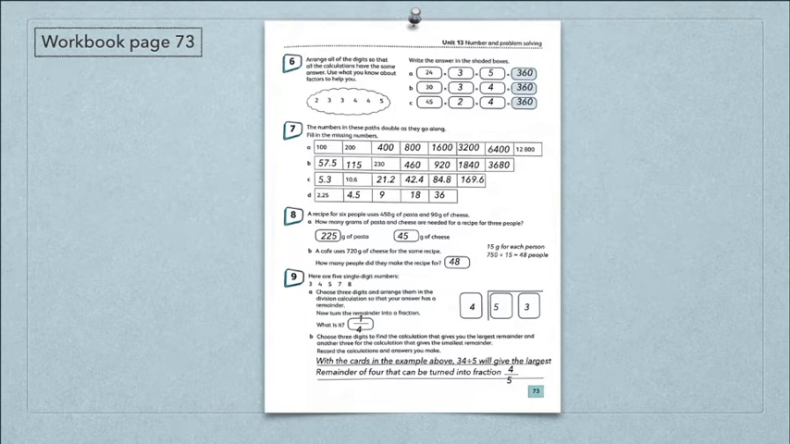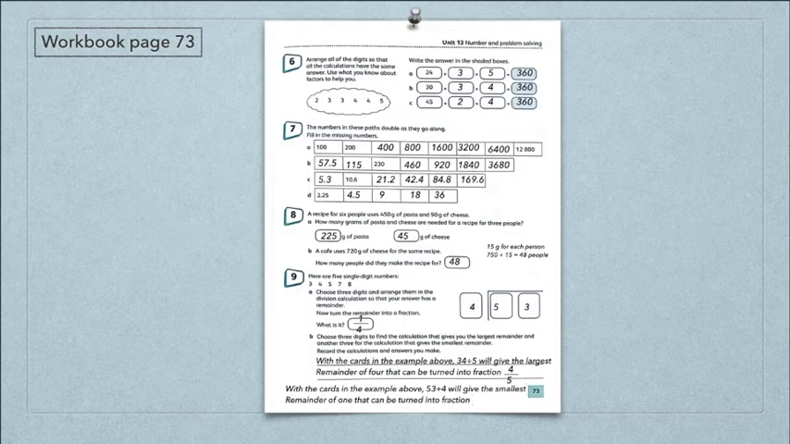Now about the smallest remainder, with the cards in the example above, 53 divided by 4 will give the smallest remainder of 1 that could be turned into fraction 1 over 4.